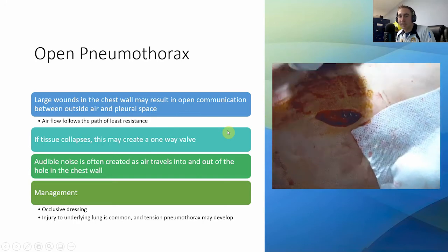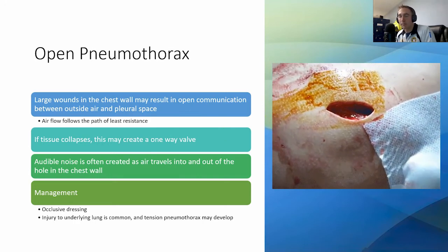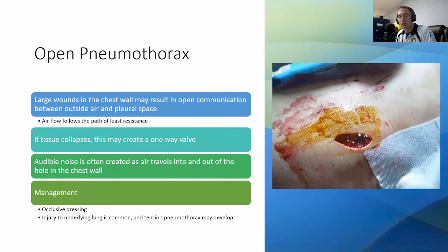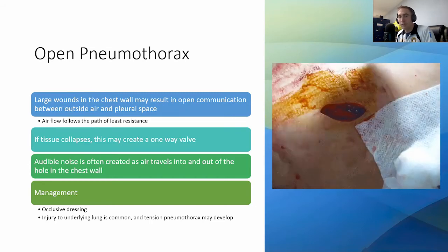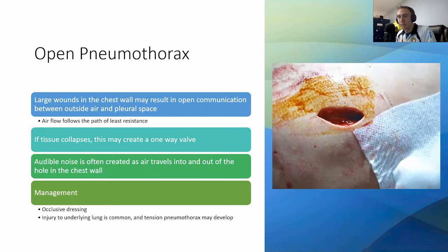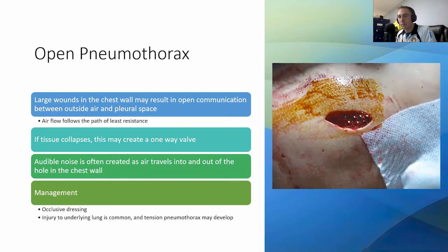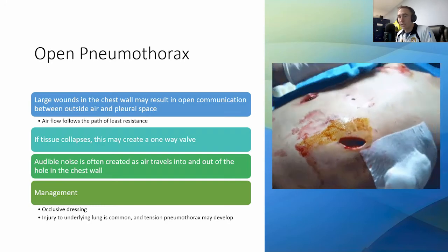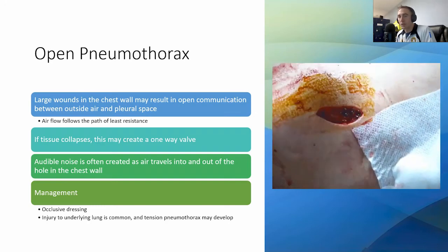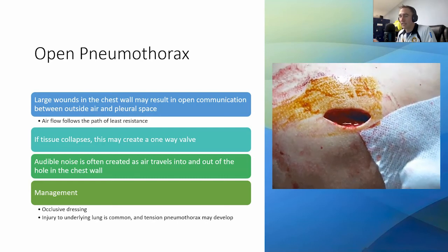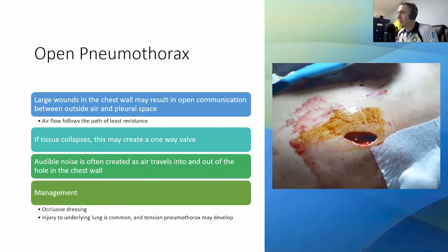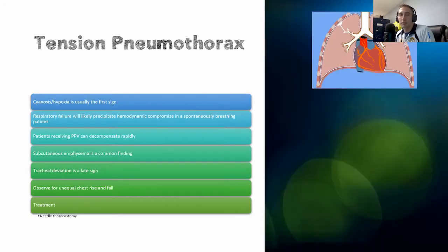Now, tension pneumothorax may develop regardless of the type of chest seal that you're using. If there's damage to the underlying lung, then definitely a pneumothorax is possibly going to be present, and it is possible that wound can collapse and seal itself, or the patient could have a pneumothorax in a different part of the lung, and air might not escape from that section, so you may still need to decompress.